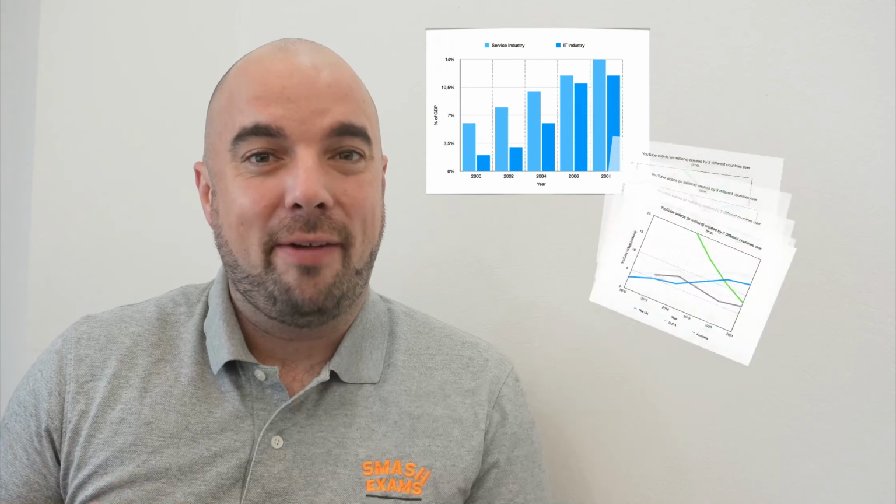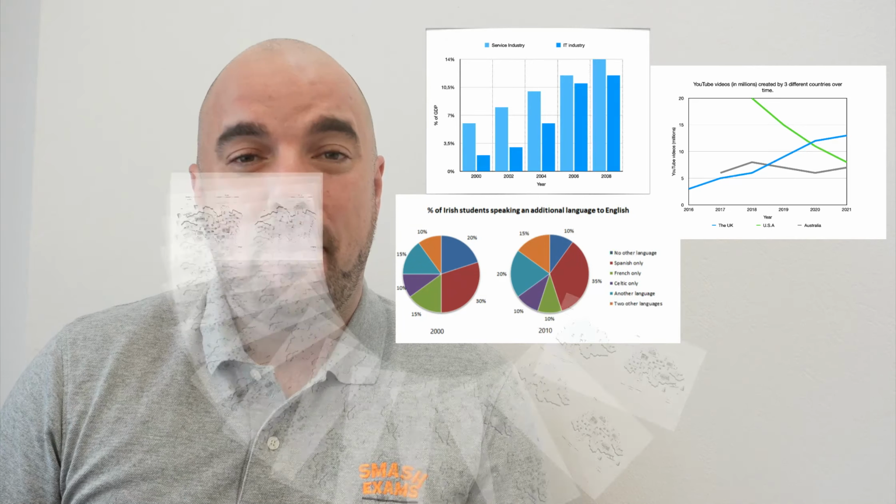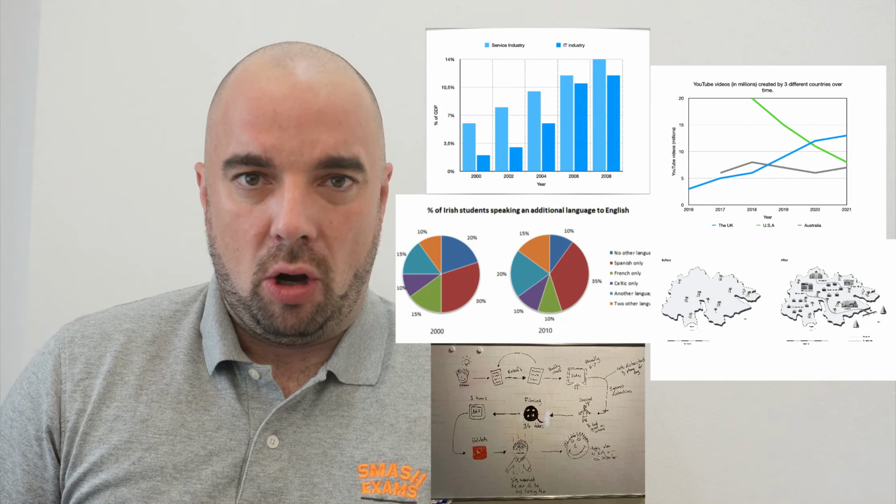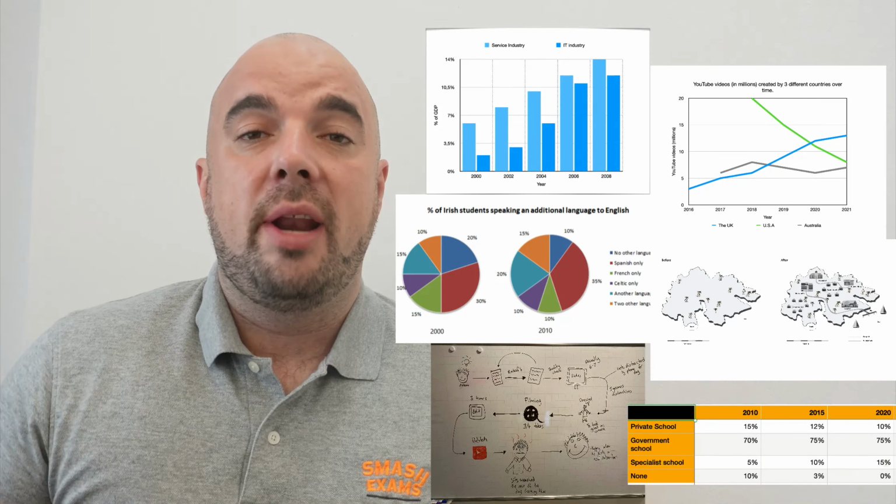In the IELTS Academic Writing Task 1, you'll have to write a 150-word report on one of the following things: a bar chart, a line graph, a pie chart, a map, a process diagram, or a table, or any combination of the previous. In this video, we're going to go through everything you need to know for the IELTS Writing Task Part 1 for the academic test.